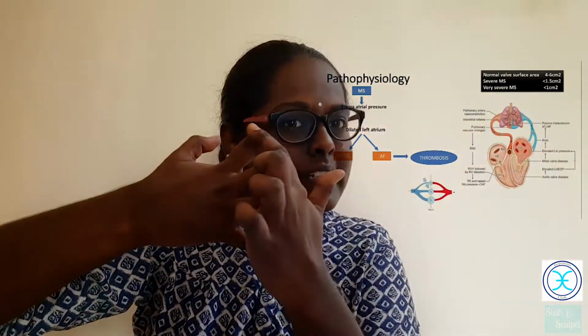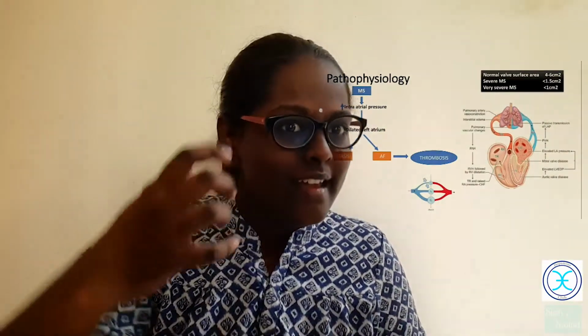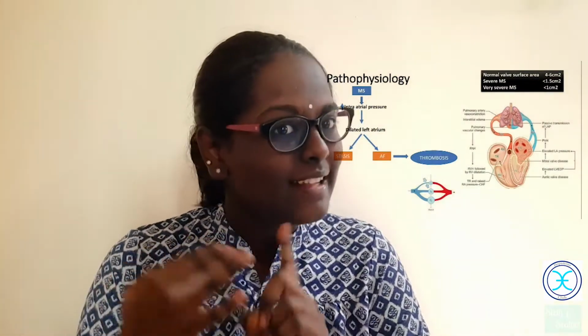Because of the dilation, this electrical conduction from here to the AV node needed to take a longer distance, and so the time also varied. Because of this, one signal came fast, and here it took a longer time. So the AV node got conducted randomly. Because of this, atrial fibrillation occurred. Because of both atrial fibrillation and stasis, thrombosis happened.